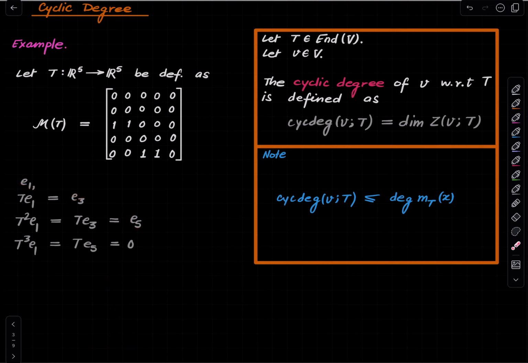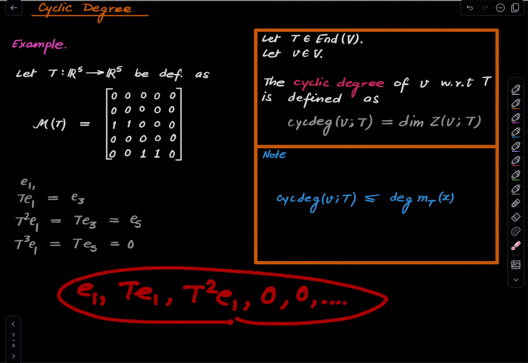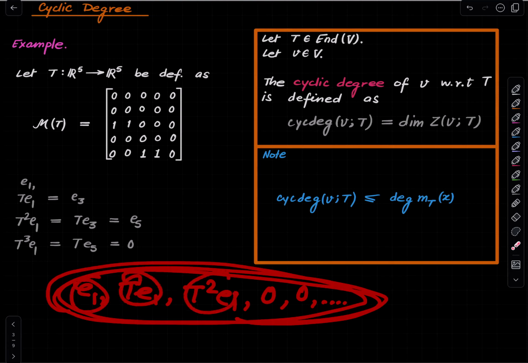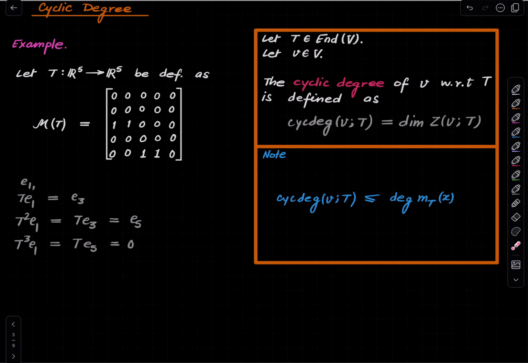And if you give it just a little bit of thought, you will see that it is actually exactly equal to 3 because one more hit of T on E5 yields 0. So beyond the point 2, meaning after the second hit of T, every time you will see a 0, 0, 0. So this space is spanned by these 3 vectors, which are linearly independent, and hence the cyclic degree of E1 is 3. So let me just record that. But of course with respect to T. Okay, very simple example. And now let us look at the next slide and keep this in mind.